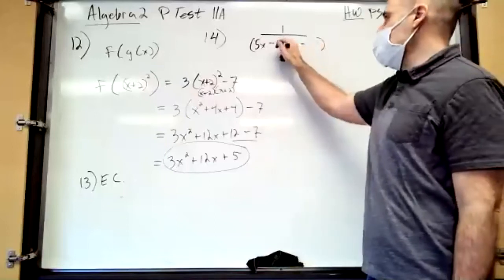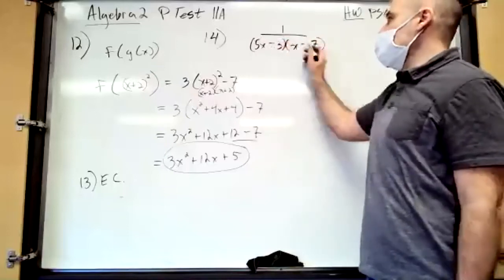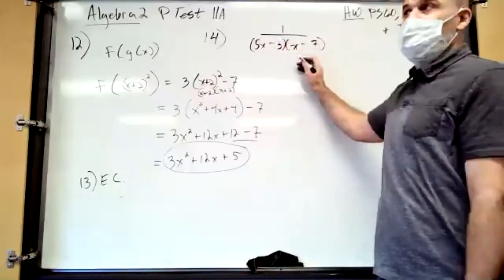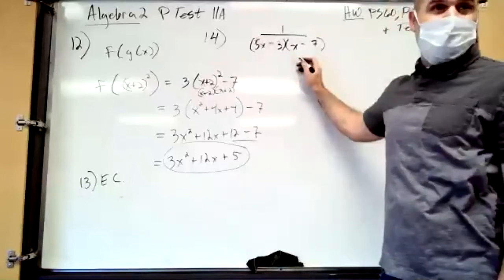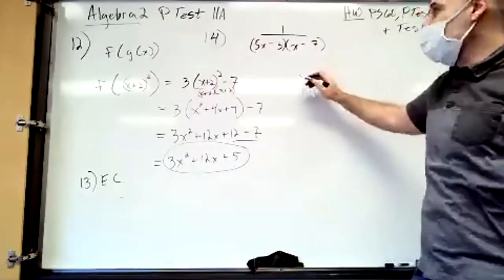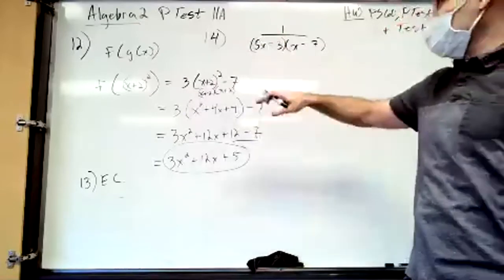So let's try 3 and 7. Then we'll get negative 35 and negative 3. Negative 38. See what we did? So the only thing that'll equal 5x squared is 5x and x.